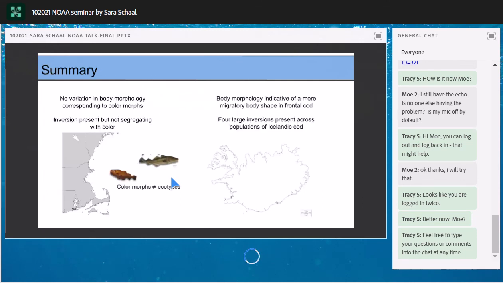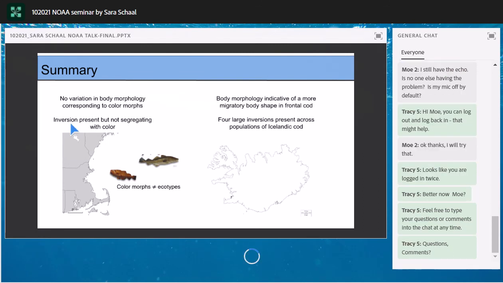And so just in summary, no variation in body morphology is corresponding to color morphs in any meaningful way. It's very minor, which suggests that we may not have a migratory ecotype in the Gulf of Maine. And we also have inversions present, but they're not segregating with those color morphs. And then in Iceland, we have body morphology indicative of a migratory cod, which is what we would expect because they do undergo long distance migrations, and the 4 large inversions present.